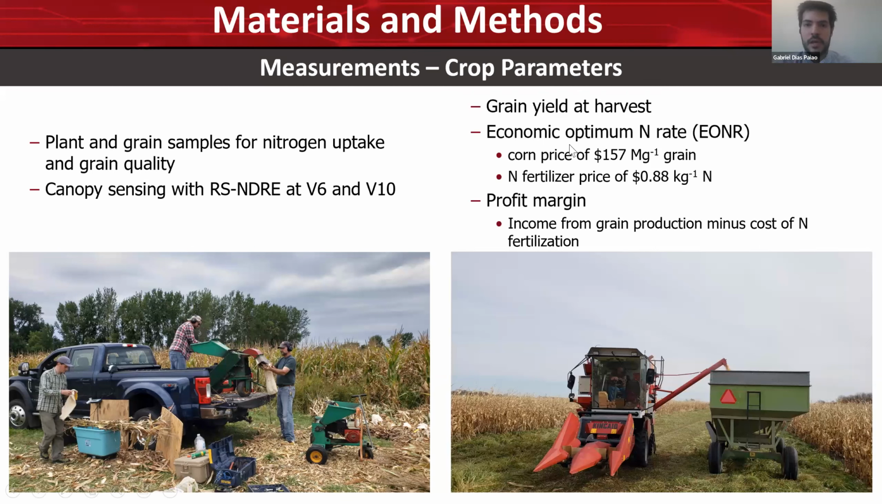And the economic optimal nitrogen rates were calculated using a corn price of $4 per bushel and 40 cents per pound of nitrogen fertilizer, which were typical at the time that this study was conducted. Not as typical in today's date anymore. And then profit margin was the difference between the grain production minus the cost of nitrogen fertilization.